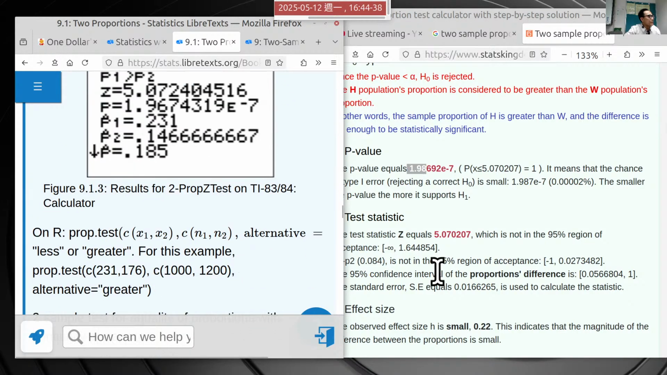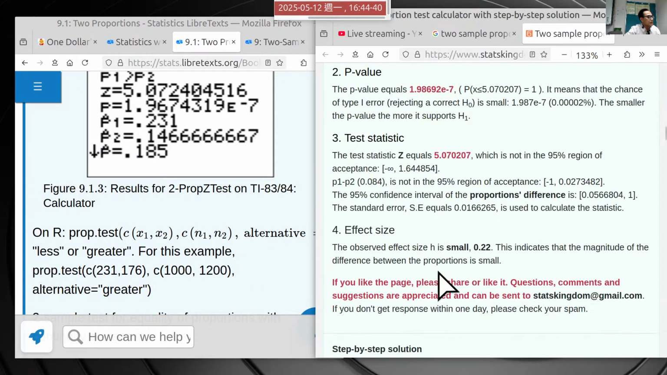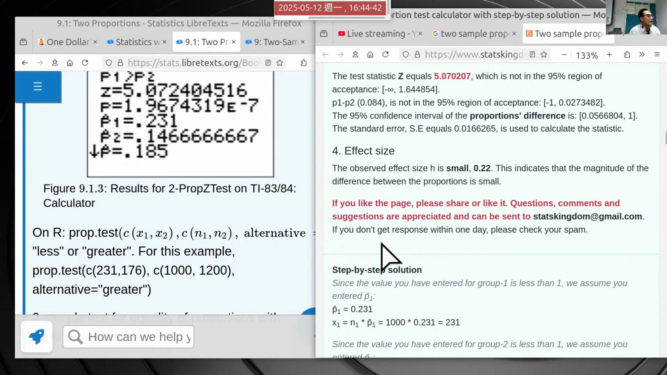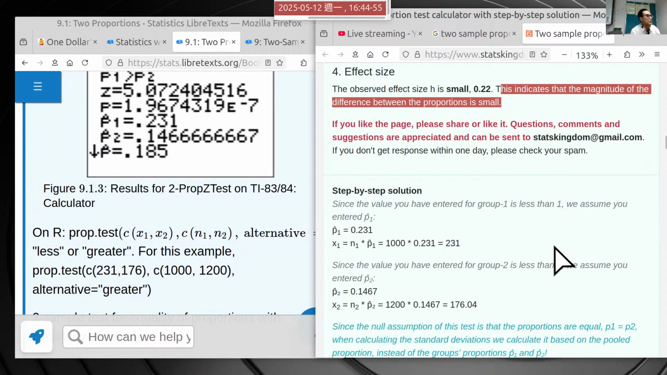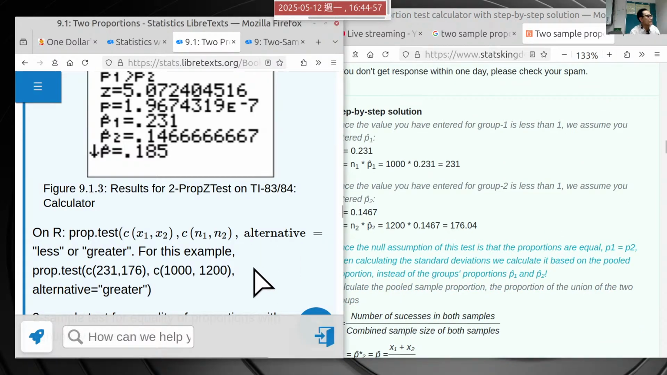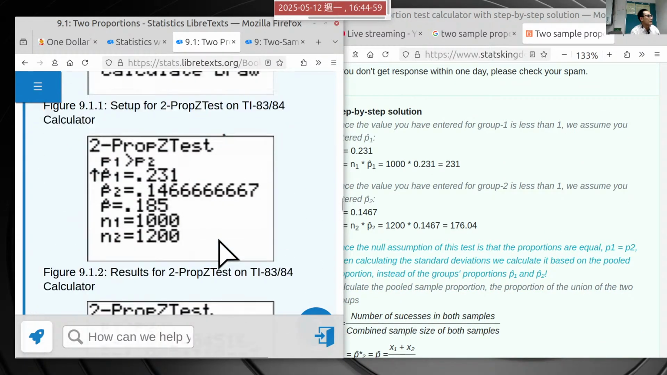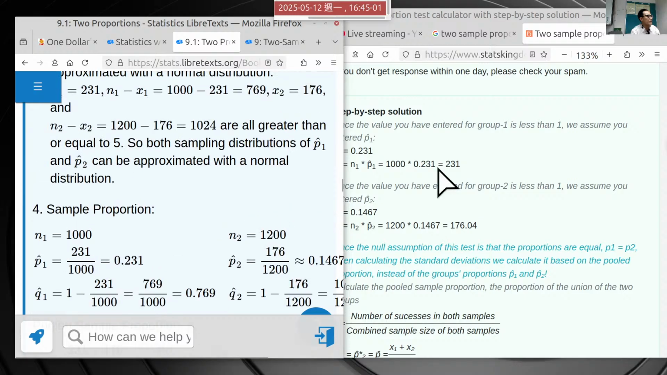The first one, the effect size. The observed effect size H is small, 0.22. This indicates that the magnitude of the difference between the proportions is small. And let's check the step-by-step calculation here.